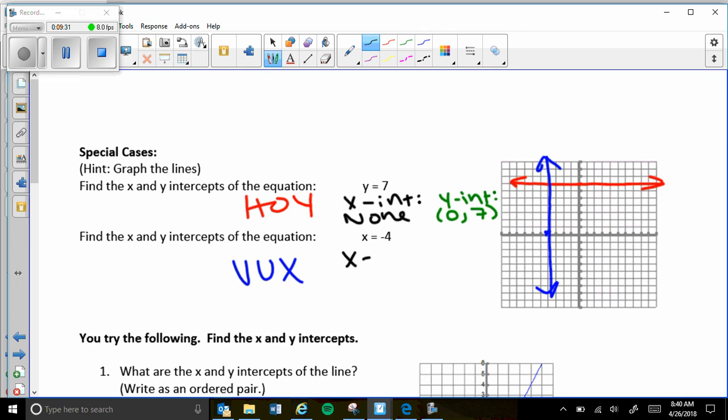So what is the x-intercept of this line? Again, we always write it as ordered pairs. Negative 4, 0. And then my y-intercept, does it ever touch the y-axis? No. So there is no y-intercept. There is none. As always, if you have questions, please make sure you ask before moving on to your you-dos.